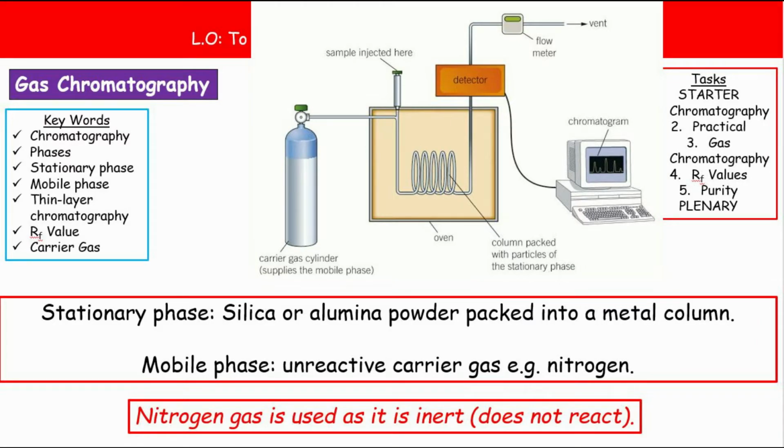The reason that we use nitrogen as our carrier gas is because it's what's known as an inert gas. So inert just means it doesn't react. So by using it as a carrier gas, it's not going to react with our sample, it's purely going to use it to carry it through the rest of that column.